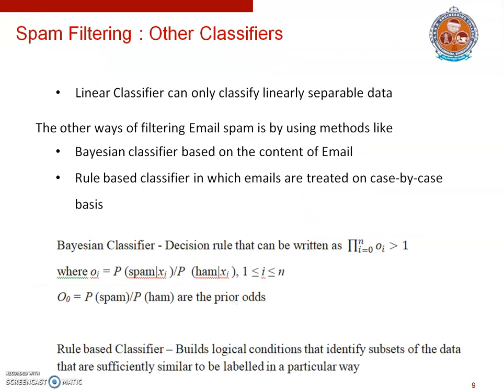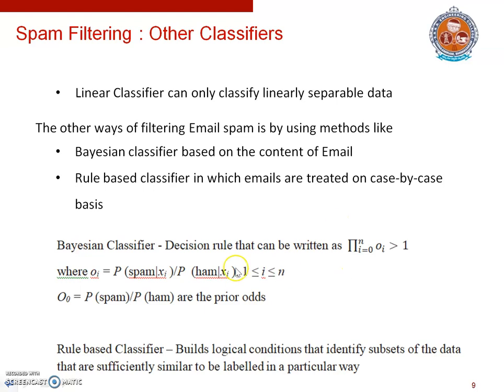So we have discussed one way of learning the weights for different tests, and we have seen how to build a linear classifier which can be used for spam email detection. Apart from the linear classifier, we can make use of other models like Bayesian classifier, rule-based classifier, etc. A Bayesian classifier is a probabilistic classifier which makes the classification based on the content of the email. A rule-based classifier is a classifier which treats each email on a case-by-case basis.